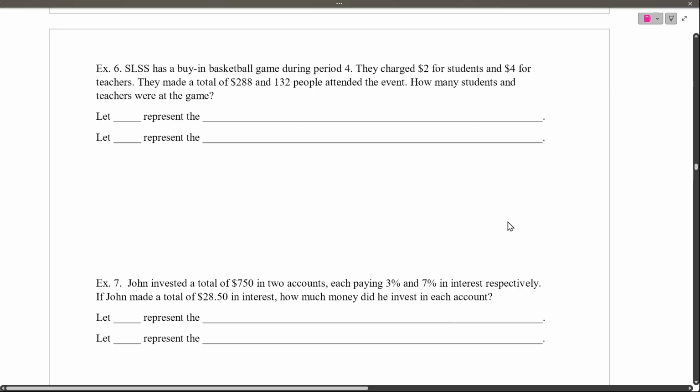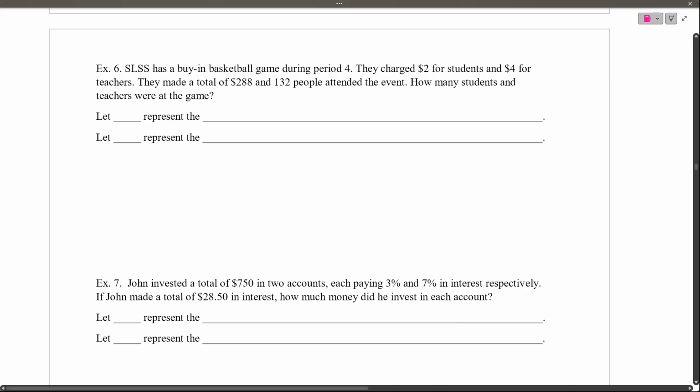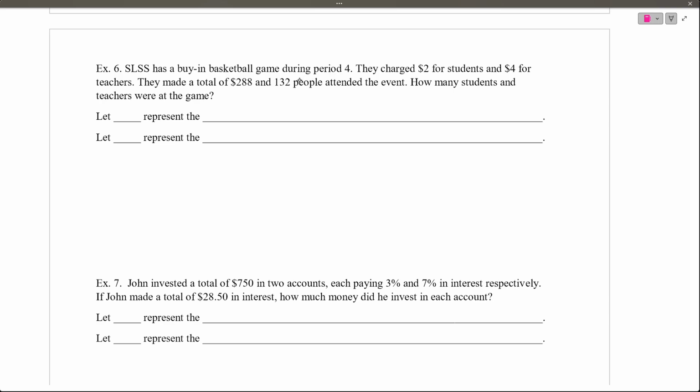Okay, so example number 6. SLSS, Stephen Lewis Secondary School, has a buy-in basketball game during period 4. So that means we can buy into the basketball game and get out of class. They charge $2 for students and $4 for teachers. Okay, that doesn't seem fair to me, but what do I know? They made a total of $288, and 132 people attended the event. How many students and teachers were at the game?